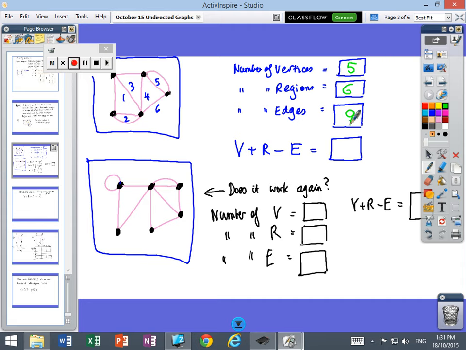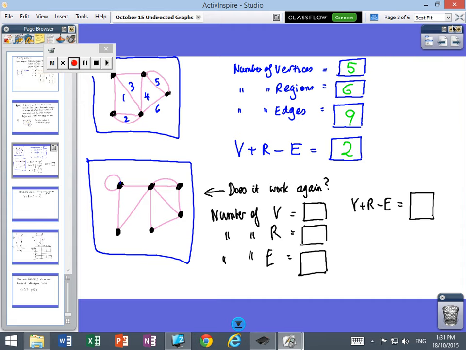Now, if I just do a quick calculation there, I get 5 plus 6, which is 11, take away the 9, and I'll get an answer of 2. Okay, now, as it stands right now, that doesn't mean much, but we're hoping that that'll actually come together and form part of our rule.